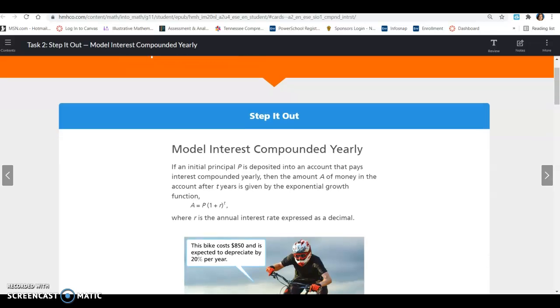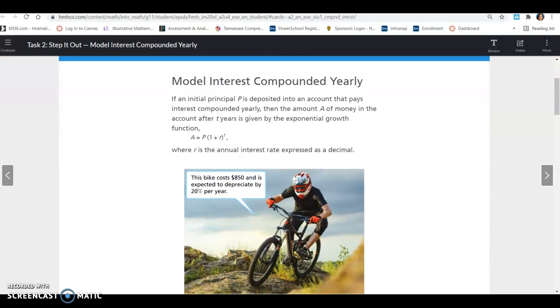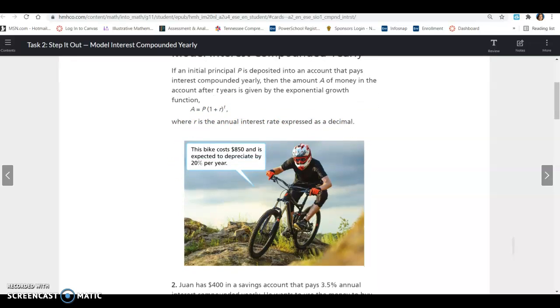8.3, task 2. All right, model interest compounded yearly. If an initial principal P is deposited into an account that pays interest compounded yearly, then the amount A of money in the account after t years is given by the exponential growth function. Here's the function: A equals P times 1 plus r, your interest rate, raised to the t power, where r is the annual interest rate expressed as a decimal.